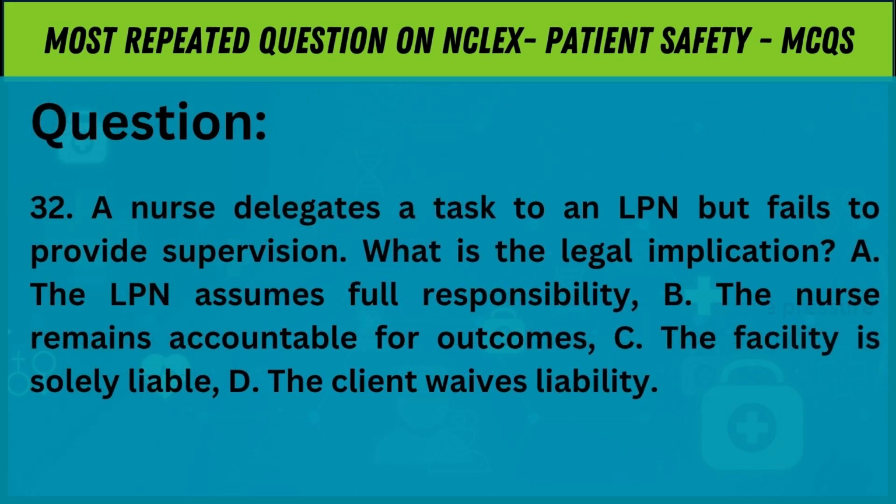32. A nurse delegates a task to an LPN but fails to provide supervision. What is the legal implication? A. The LPN assumes full responsibility. B. The nurse remains accountable for outcomes. C. The facility is solely liable. D. The client waives liability.